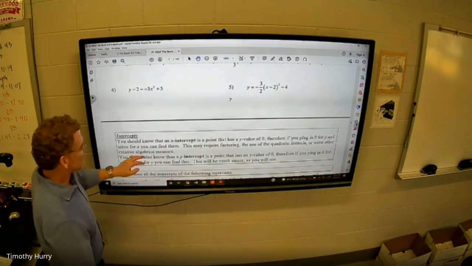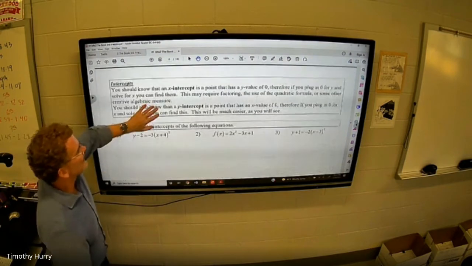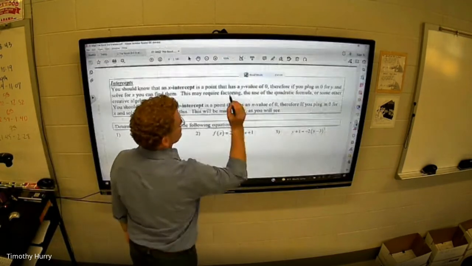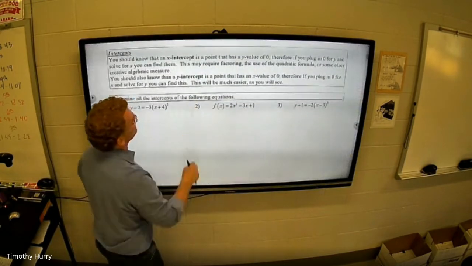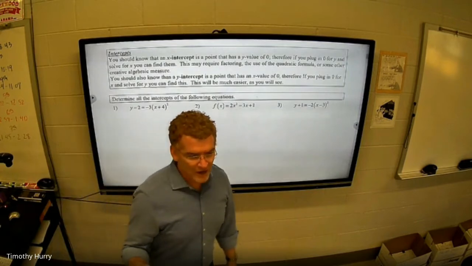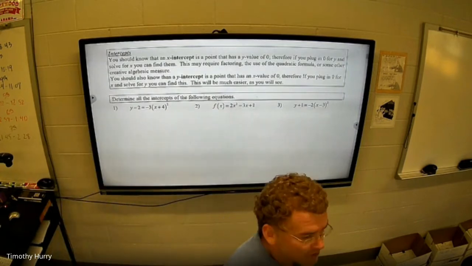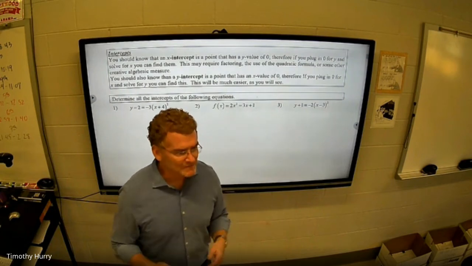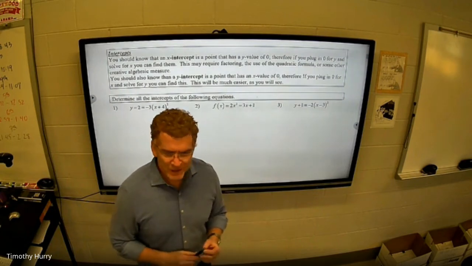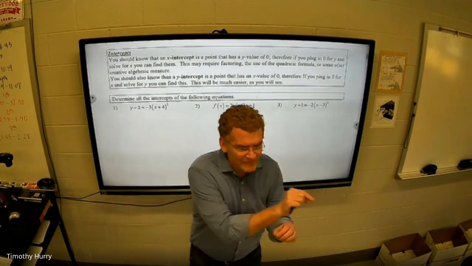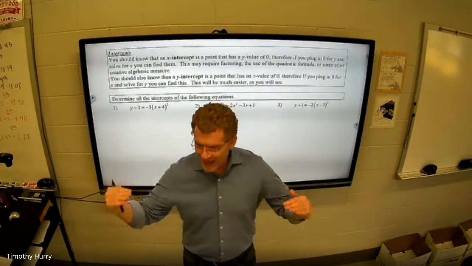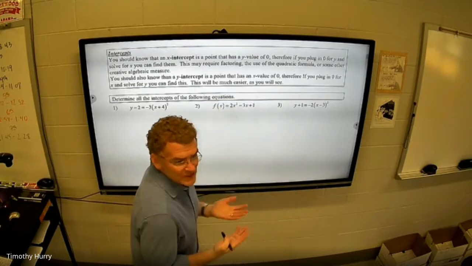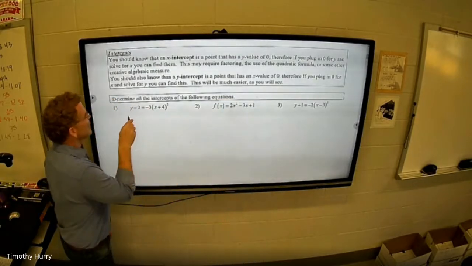All right, so let's talk about intercepts. Do y'all remember what an intercept is? So if I say the word intercept, I mean what? Crosses either the x or the y. Now, if I want an x-intercept, what do I do? Plug in 0 for y, which makes sense, right? Because every point on the x-axis has a y-coordinate of 0. So if I ask you for an x-intercept, just come in here, plug in a 0 for a y.